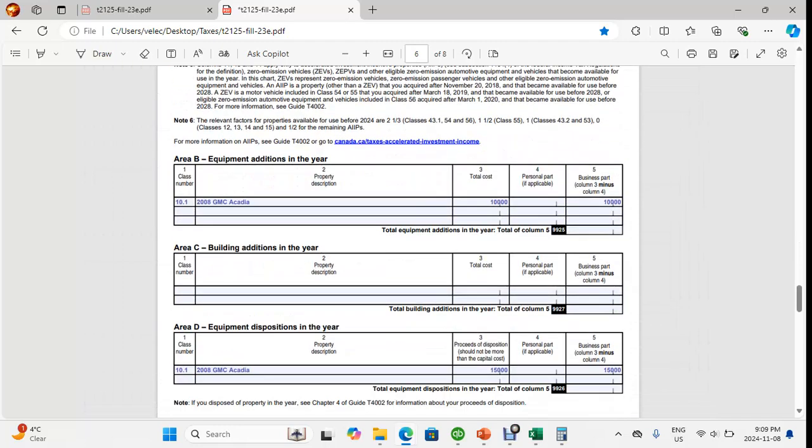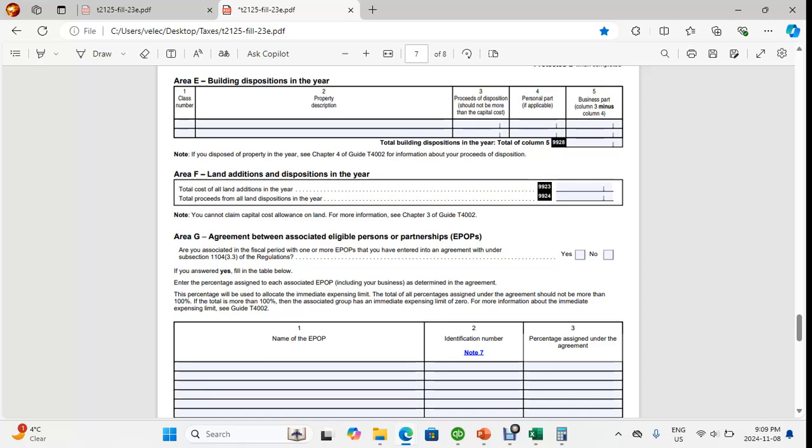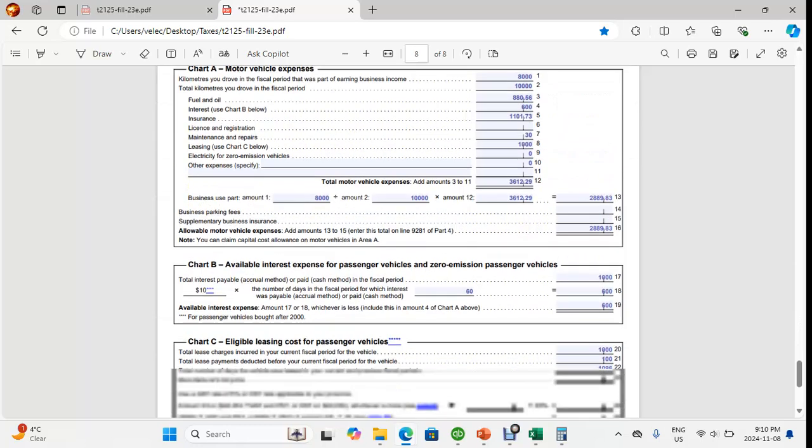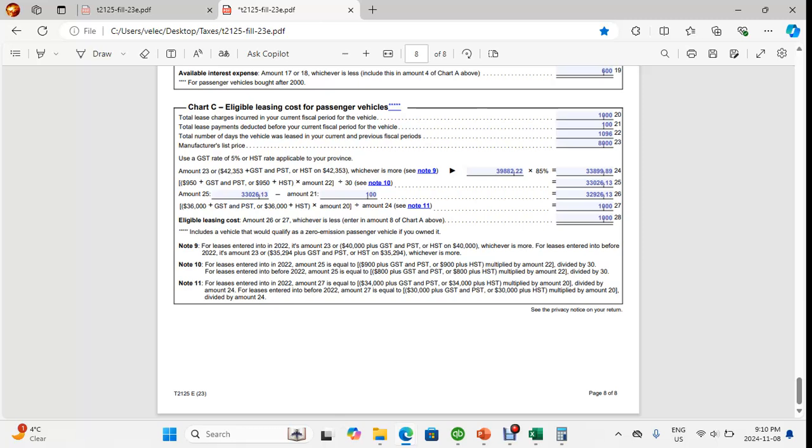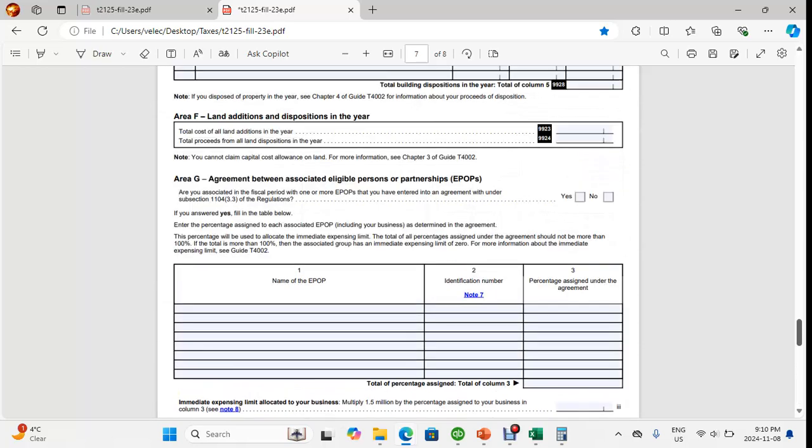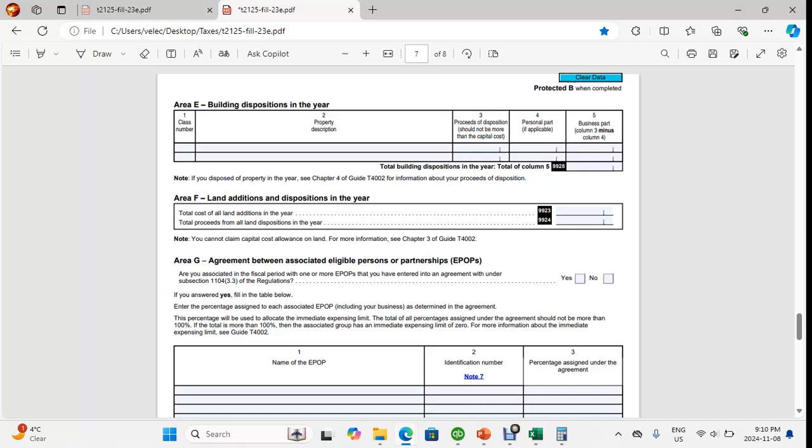Now apart from that, if you had anything else, such as a building or other equipment, you will need to add that equipment or building in here as well. If not, we'll move on to another box. Let's look at area F. This is land additions and dispositions in the year. So area F has to do with land additions and dispositions.